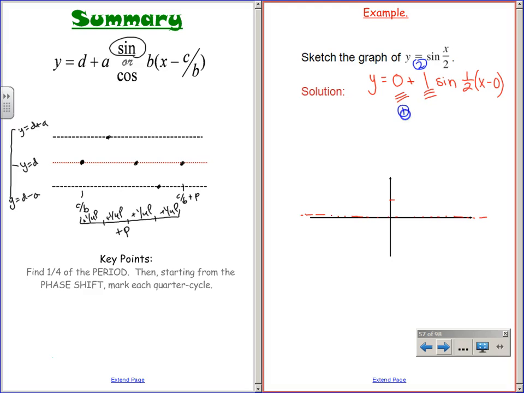So go up 1 to how high this can go, and go down 1. From the middle, wherever it is, go up 1, go down 1. Then I do longer dashes to show the top, and shorter dashes to show the bottom.